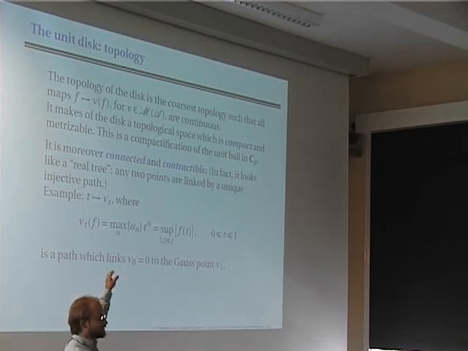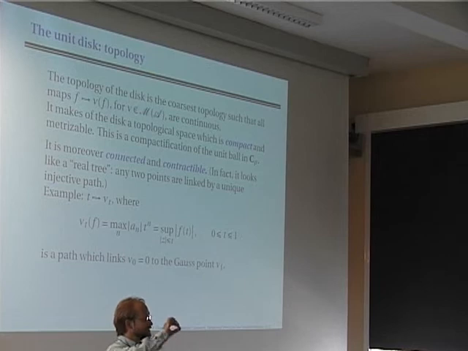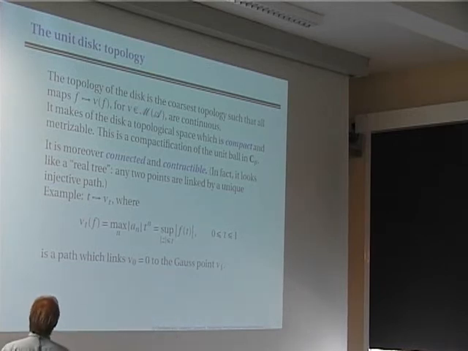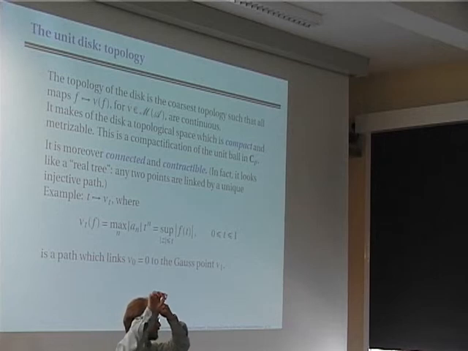Moreover, this space is connected and contractible. And moreover, in that case, you can join any 2 points by a unique injective path. So the example is the following. I show you a path which will go from the 0 point to the Gauss point.